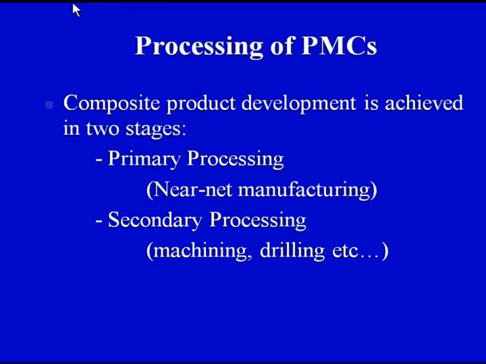On your screen you can have an idea. We have primary processing techniques in which we use near net manufacturing. I am just going to explain what is near net manufacturing, and we have secondary processing in which we do the machining and drilling. So, the composite product development is achieved in 2 stages.